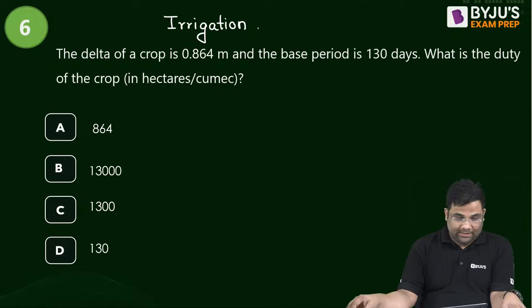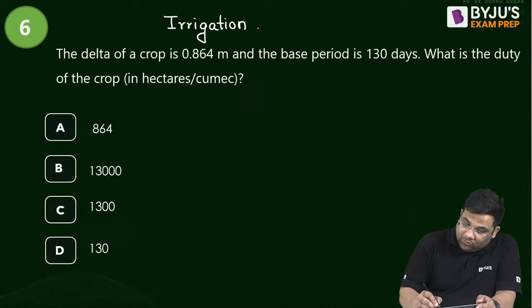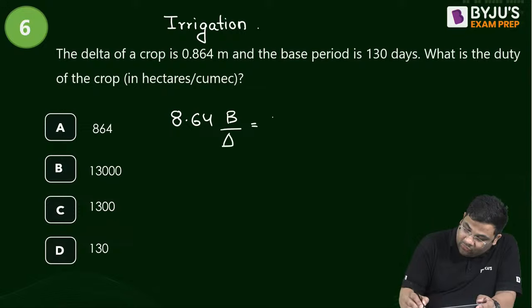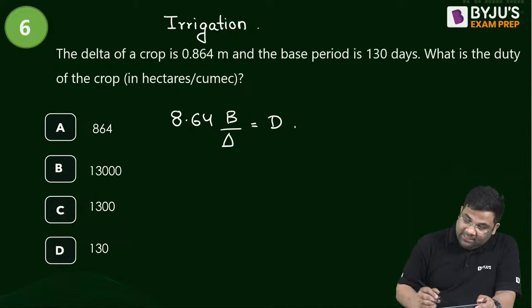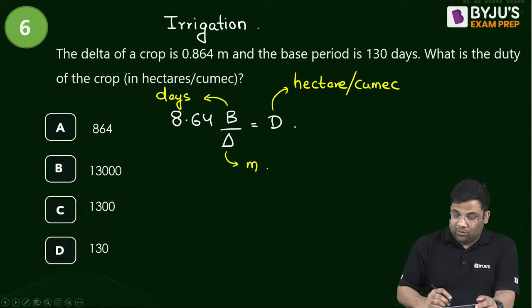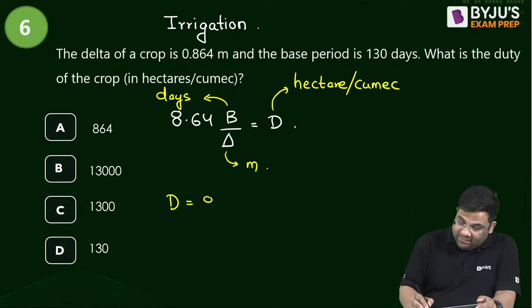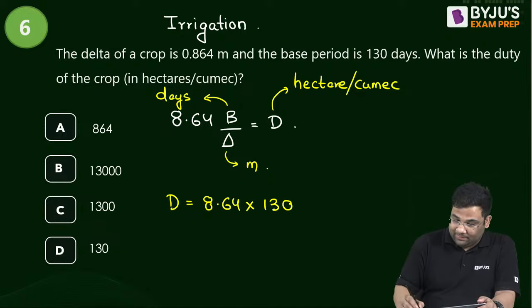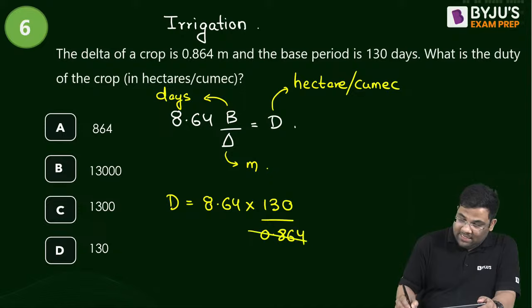Okay, very good. Many are answering C. Very good. Yes, so 8.64 B by delta is equal to the duty. Now duty is in what unit? It is hectare per cumec, right? And this base period you should take in days, okay? And this delta you should take in meter, okay? So now from here, duty will be what? 8.64. Base period is given as how much? 130. Delta is already given in meter. So this is 10 and 1300.